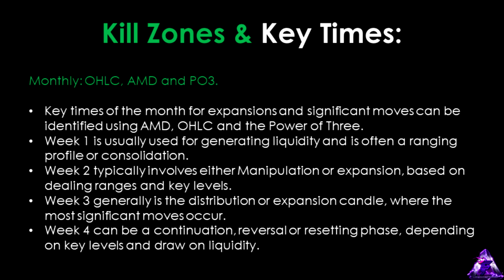The OHLC concept helps divide the monthly candle into quarters, revealing the best times of the month around key levels for expansions and significant moves. This approach also acts as a filter to avoid markets during ranging conditions. The basic idea is that week 1 typically represents consolidation or a ranging profile. Week 2 involves manipulation to grab liquidity, and week 3 is when the best distribution moves happen.